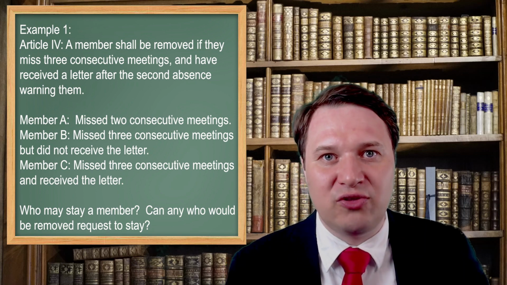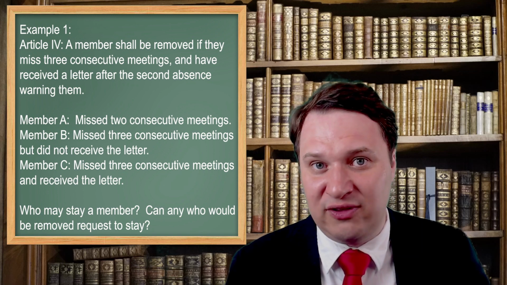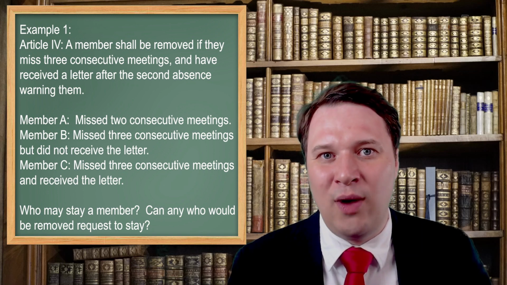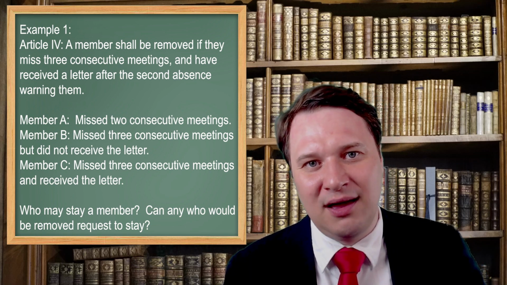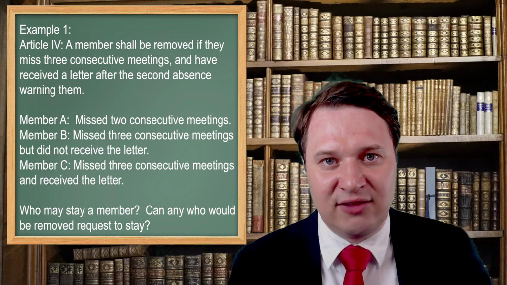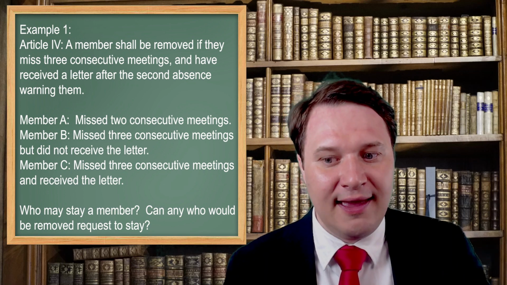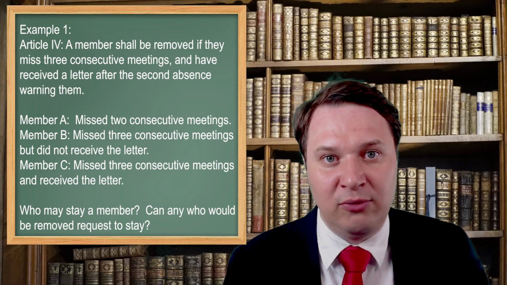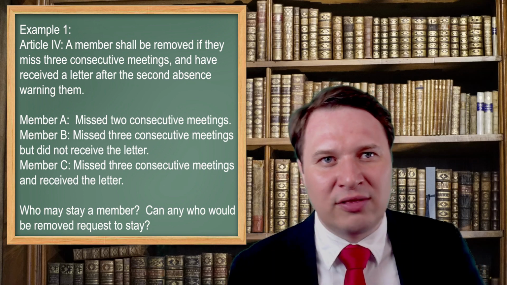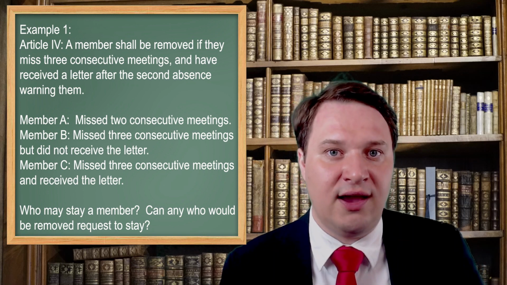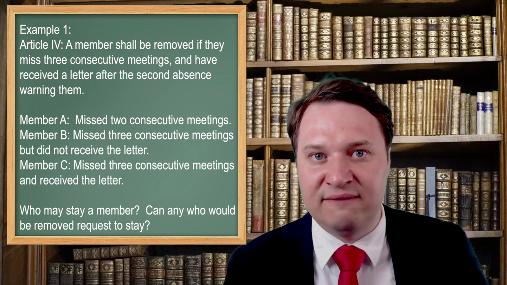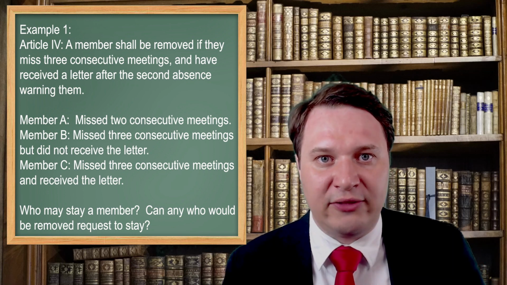Member C missed 3 consecutive meetings and did receive the warning letter. Well, in this case, member C would be removed from membership. And that's because they missed 3 consecutive meetings and they did receive the letter, and so therefore they shall be removed from membership. But let's imagine that this is a really important member of the society. Maybe it's a big donor of the society or somebody who's been involved for a very, very long time.